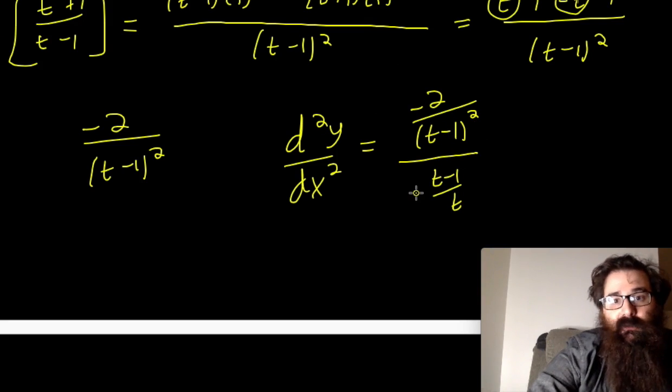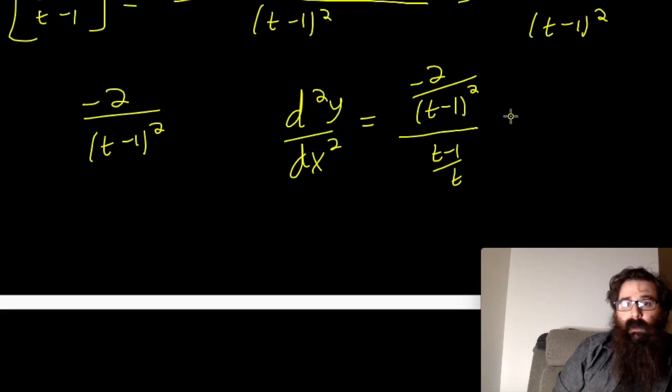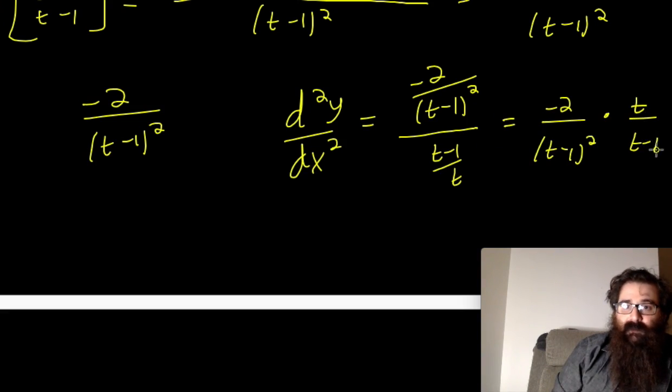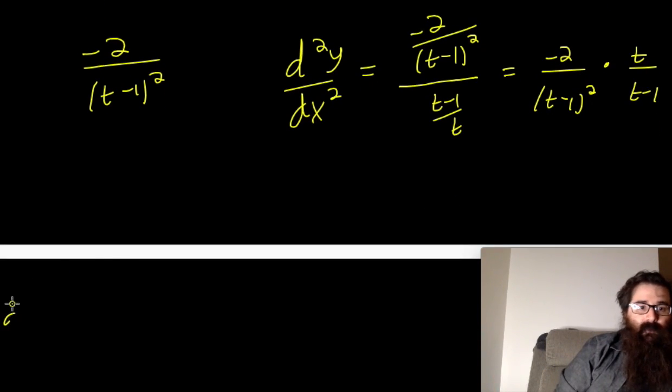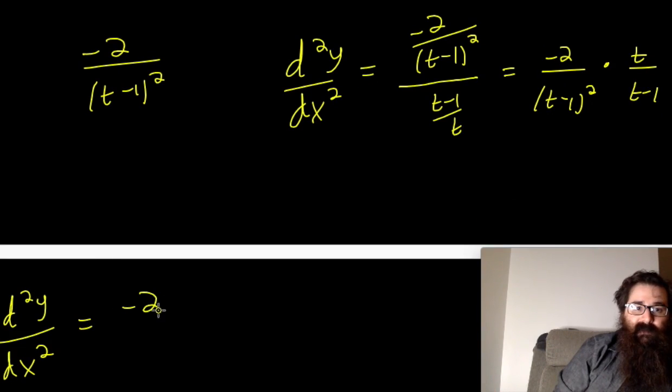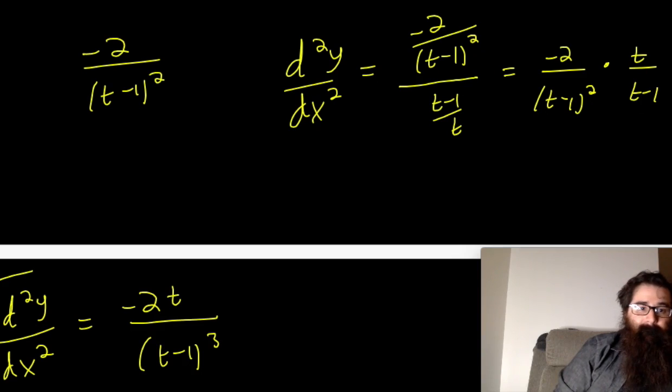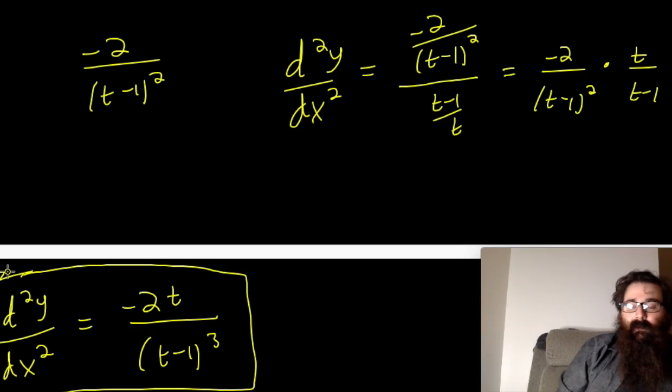Well, we would say don't just leave it like this. We want to multiply by the reciprocal, so I can do negative 2 over t minus 1 squared, but then I want to flip this and multiply by t over t minus 1. I can actually combine these pretty nicely. So let me write it down here. The second order derivative is going to give us negative 2t divided by t minus 1 cubed. And this is our second order derivative using that new parameter t.